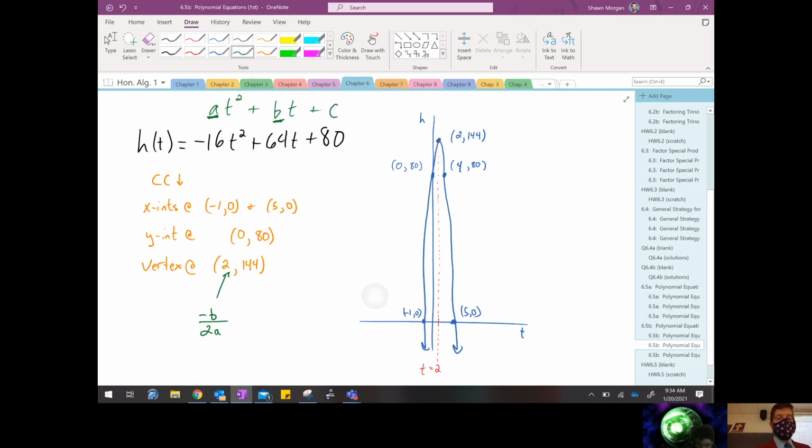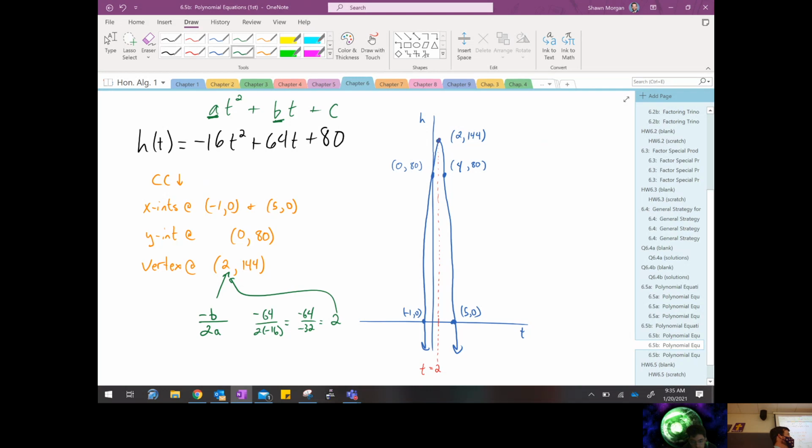What I'm saying is that the opposite of B is 64 over 2 times negative 16. That's negative 64 over negative 32. That's 2. It is not a coincidence. It is a fact. That's why the vertex had that input of 2. So you can find the input of your vertex without having to worry about it at all, doing very little math, just maybe a little bit of arithmetic.